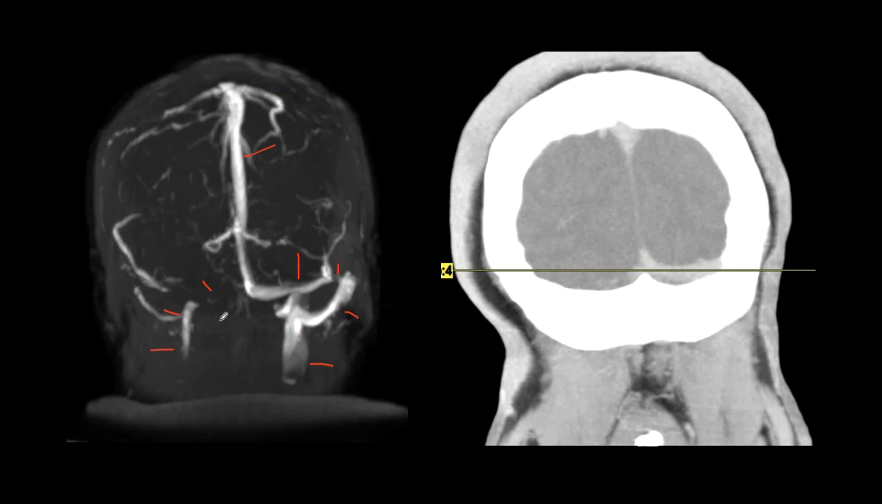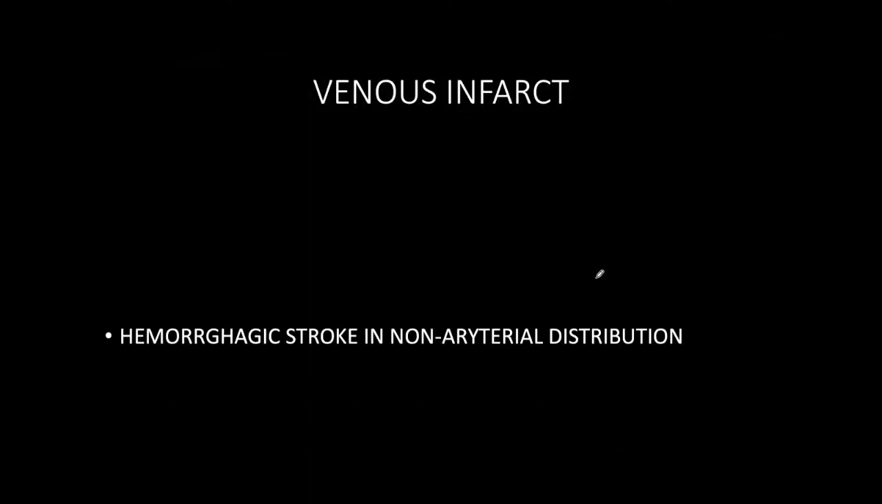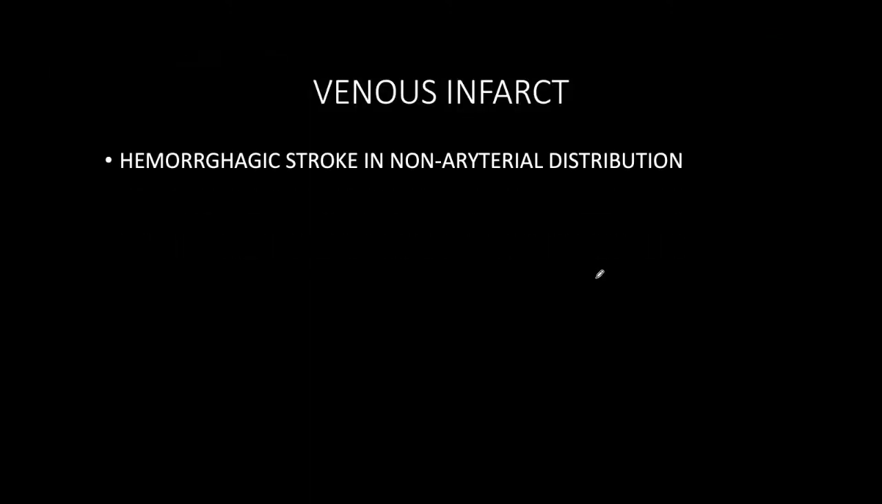But when the vessel is occluded, how would I know? I'm looking for a large tubular filling defect within the vessel, and I'm able to see it better on a CT venogram. In the coronal image, I can see the left transverse sinus, but I cannot see the right transverse sinus. And when I see those kinds of things, that leads to venous infarcts. This particular patient did not have a venous infarct, but I'm going to show you one which did.